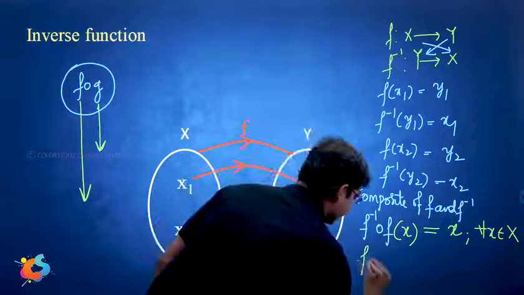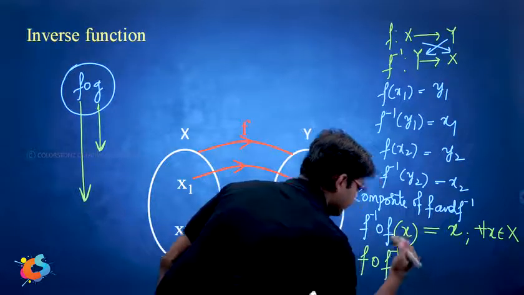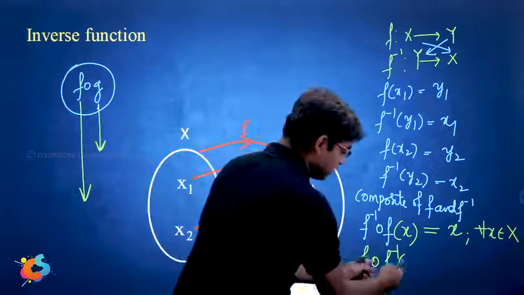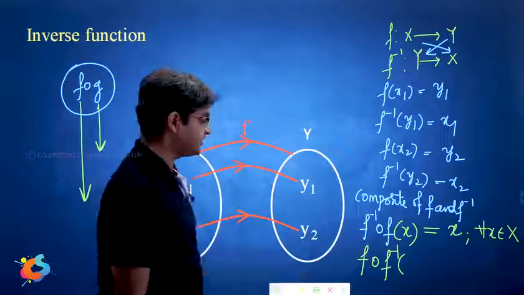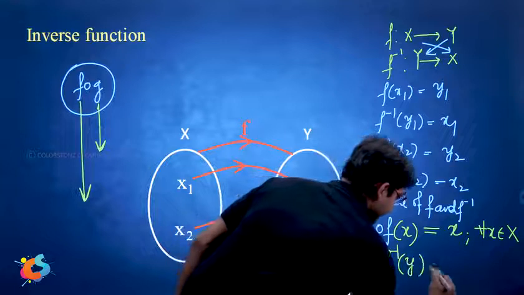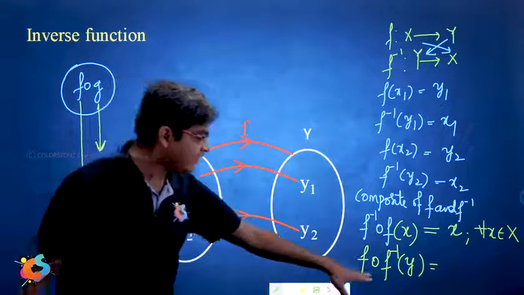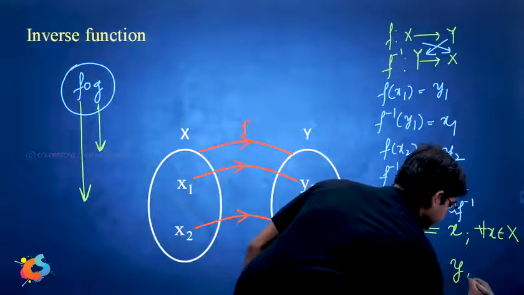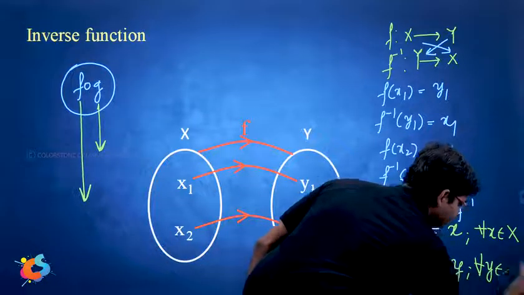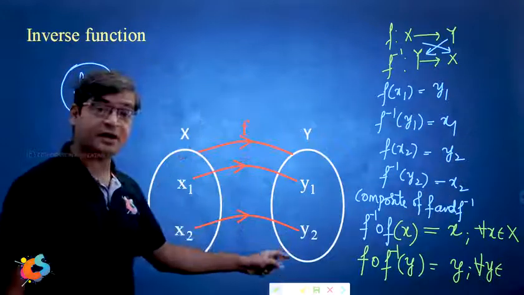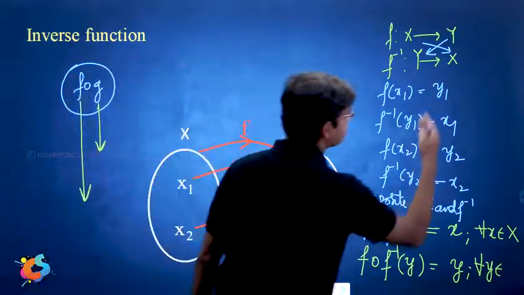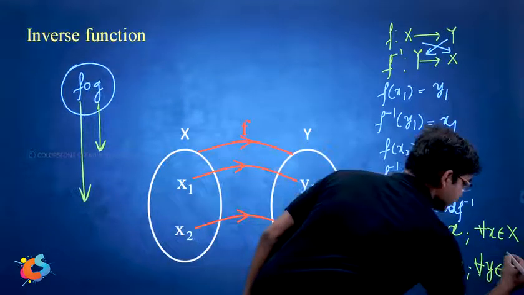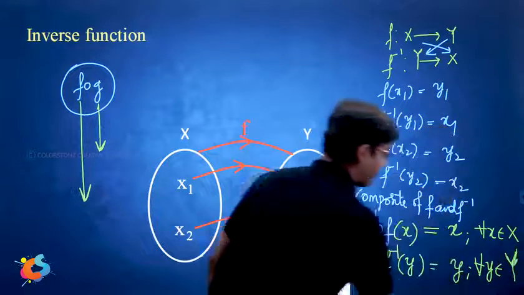Next, in the same way, for f circle f inverse, the domain should come from set y. Because the domain of the composite function is the domain of the inside function. So here, let us write y. And in the same way, whatever f inverse does, f will cancel it out. So therefore, again I will get y here. For all y, the inputs are coming from the domain of f inverse, and the domain of f inverse is y.